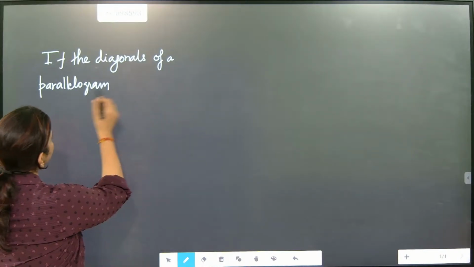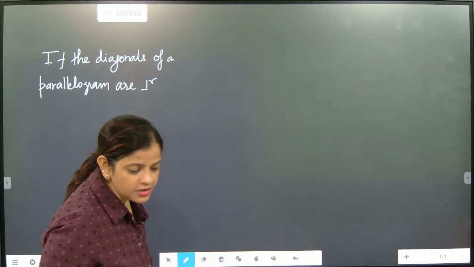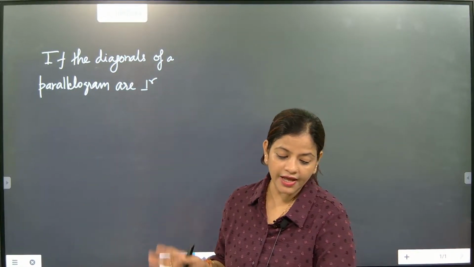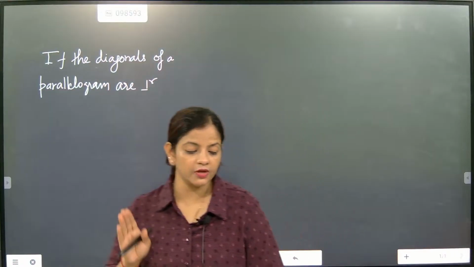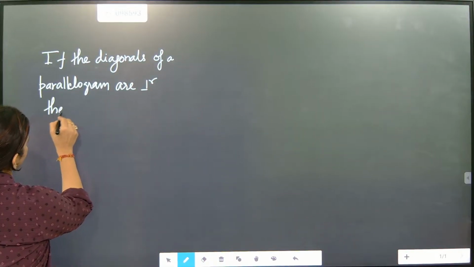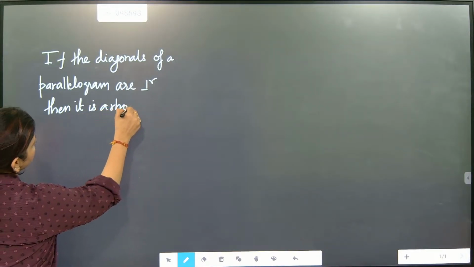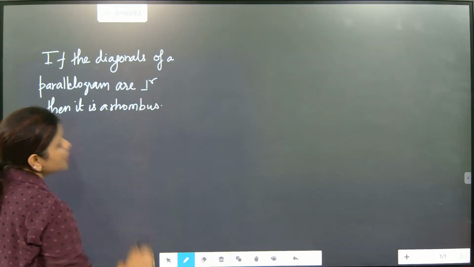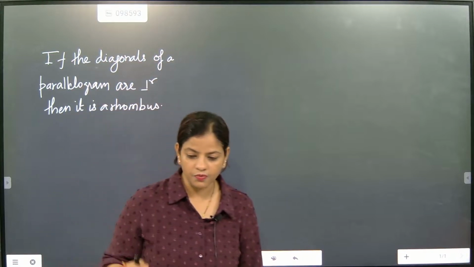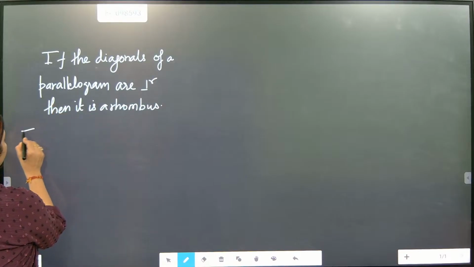If the diagonals of a parallelogram are perpendicular, then it is a rhombus. So this is what you need to prove. If the diagonals of a parallelogram are perpendicular, then it is a rhombus. Okay. So now what we are going to do here is we need to prove that.